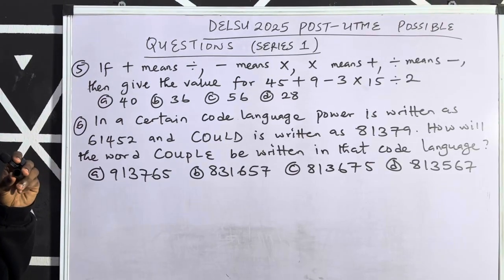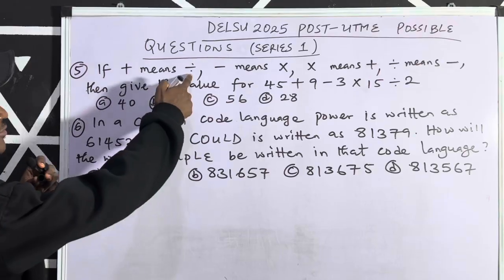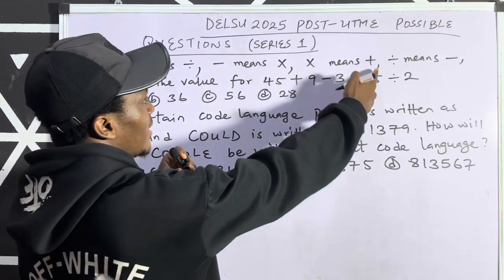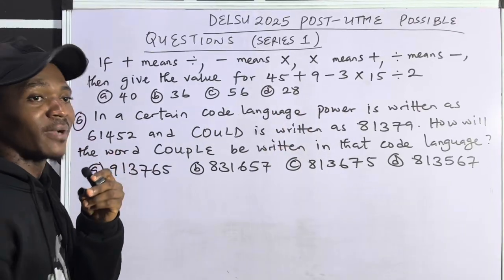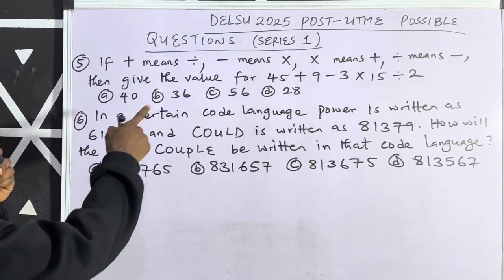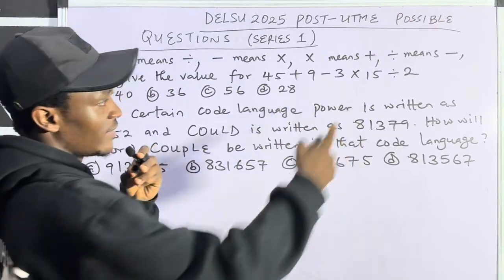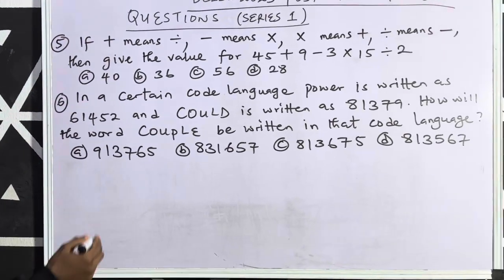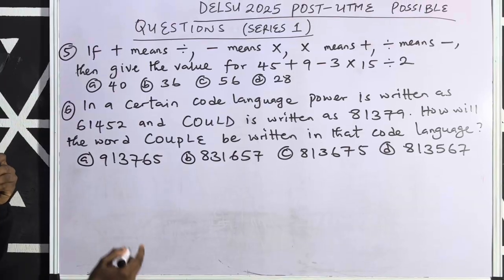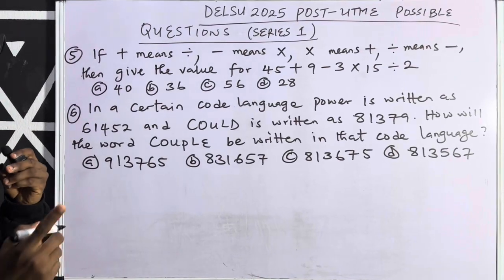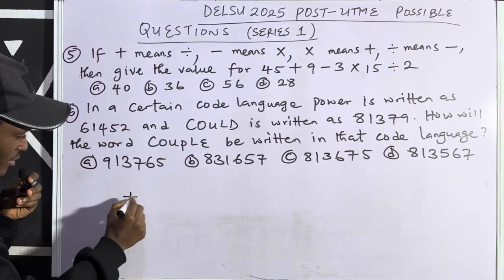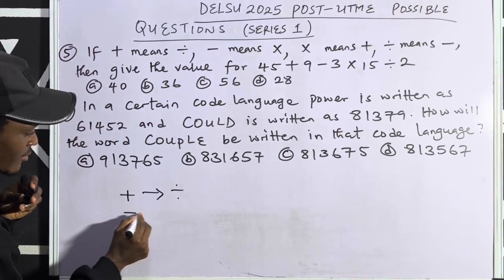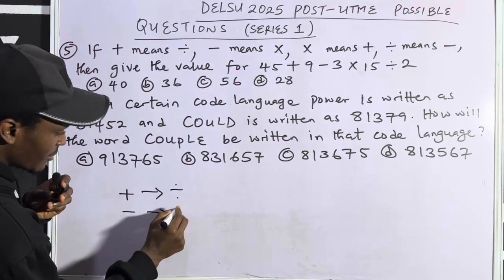Question 5. If plus means division, minus means multiplication, multiplication means addition, and division means minus, then give the value for the expression given there. So what are you supposed to do? All you simply do to make your work easy is just bring out the signs. Be very fast, especially when you're in the hall writing your exam. Plus means what? Division. Minus means what? Multiplication.